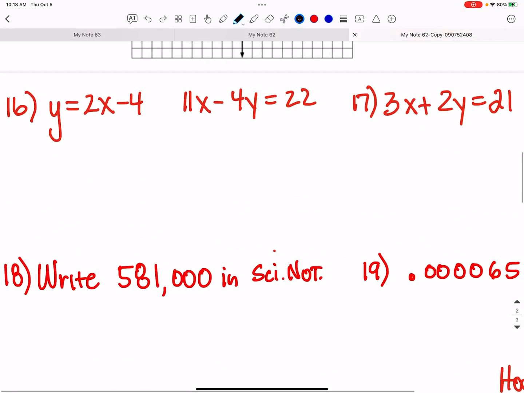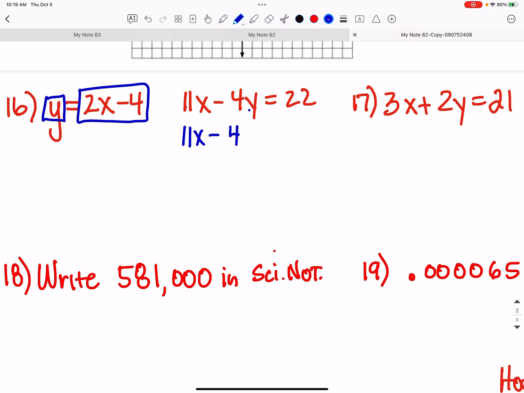Okay, substitution, right? So we know y is the same thing as 2x minus 4. So over here we copy 11x minus 4, and the only thing we plug in is, instead of the y, we plug in 2x minus 4. The only thing you could mess up on this equation is that when you distribute, you're distributing a negative 4. So 11x, negative 4 times 2x is minus 8x, and then negative 4 times negative 4 is actually positive 16. So make sure you keep the sign with the negative 4s, you know what I mean?